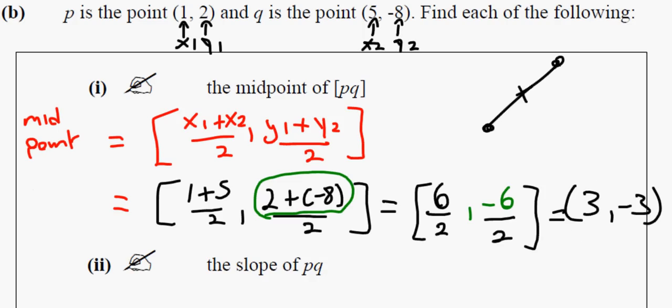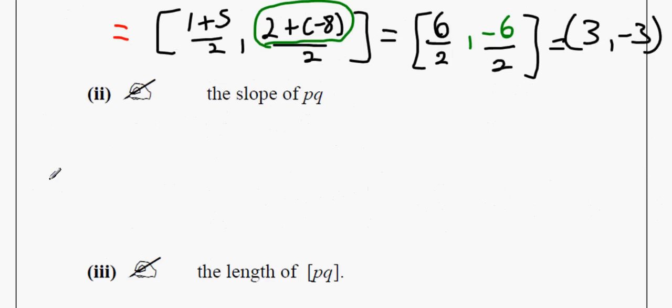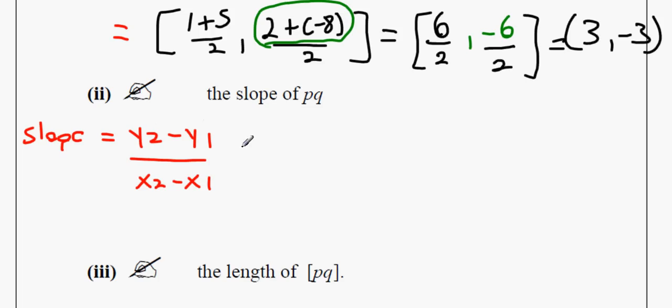Now we're going to look for the slope of PQ. Now the slope basically means how much slant is there on my line, or what type of slant do I have on my line. Okay, so what we can say about the slope is that the formula for the slope is simply gotten by saying y2 minus y1 divided by x2 minus x1. That's always the formula for the slope. And all we've got to do is just put in our numbers.